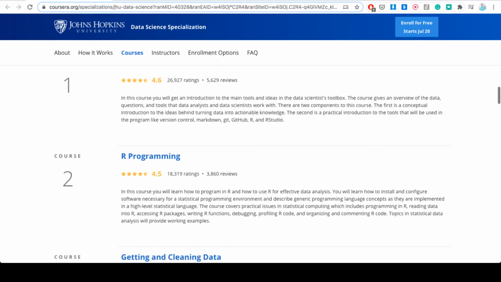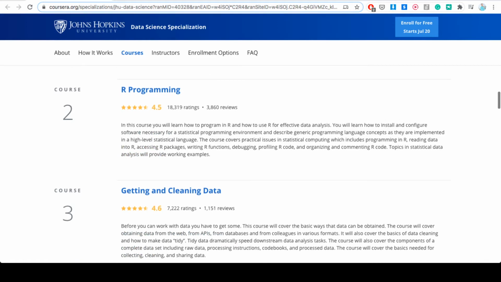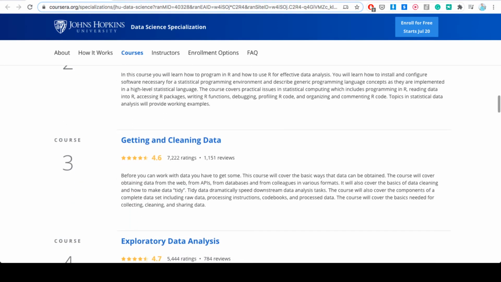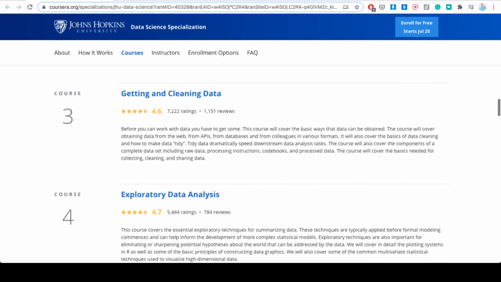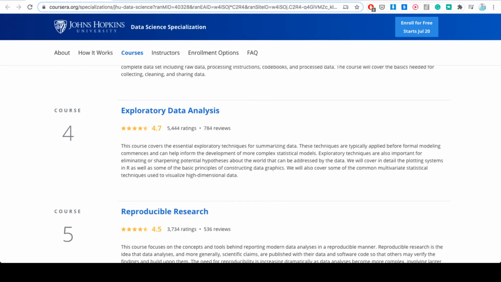Then the second course is R Programming: basics with R, different packages, what you can do. Number three is Getting and Cleaning Data, everything about how to load data, clean that data and use it. Course number four starts into Exploratory Data Analysis and visualizing the data sets that you have, trying to understand what's going on, plotting maybe something.